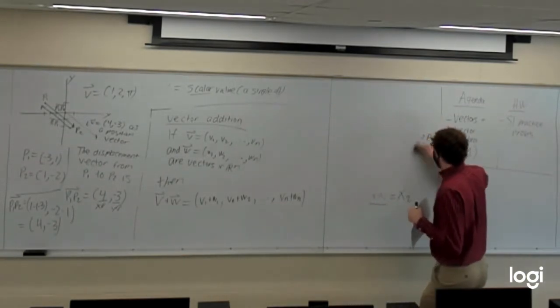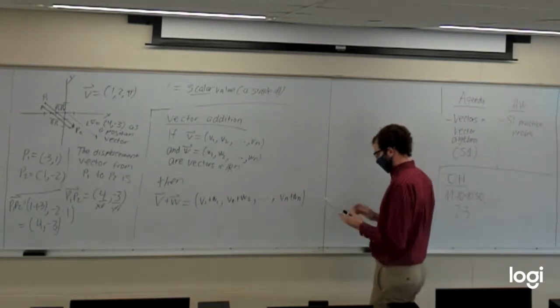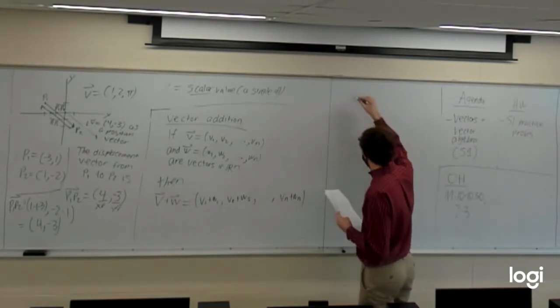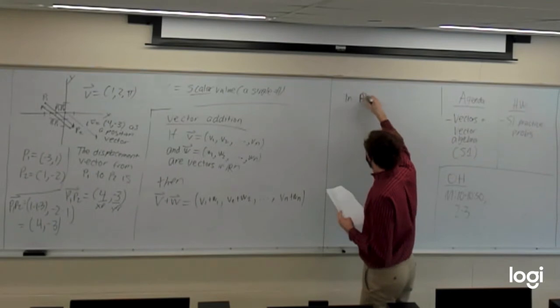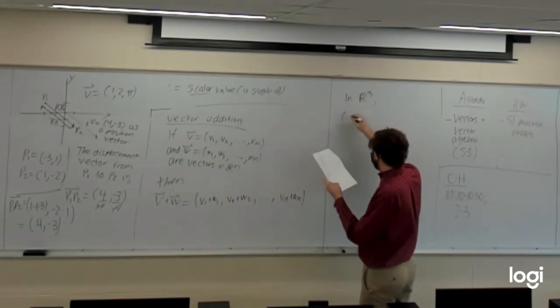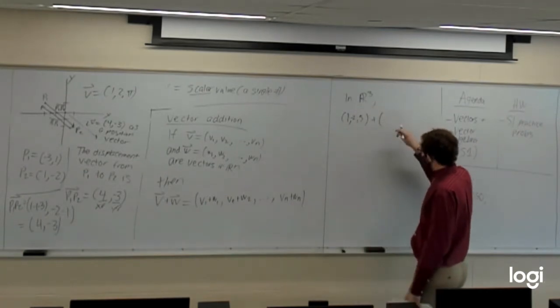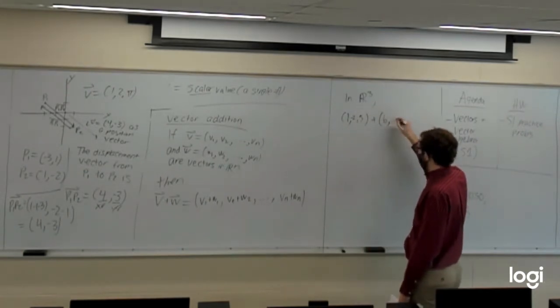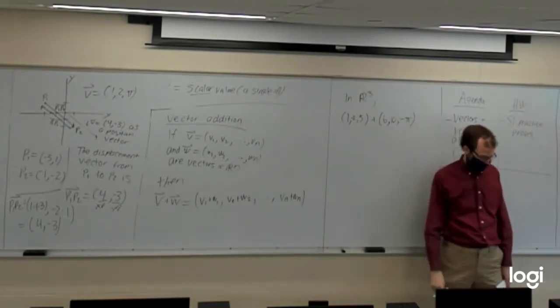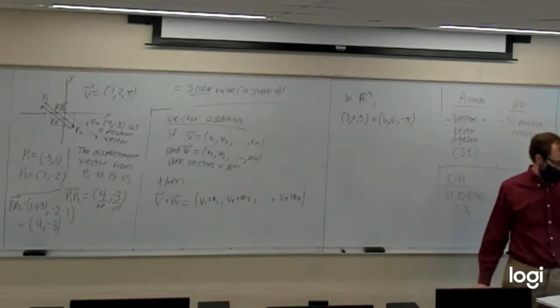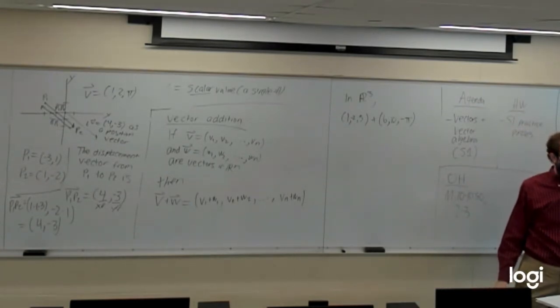So, as a quick example, in R3, if I wanted to take the vector (1, -2, 5), and let's say I wanted to add to it (6, 10, -π). Because pi is a real number too. You should be able to have that as a component to a vector, even if it's not a nicely behaving real number.